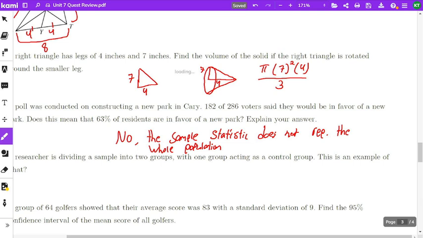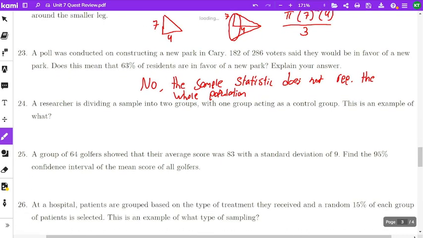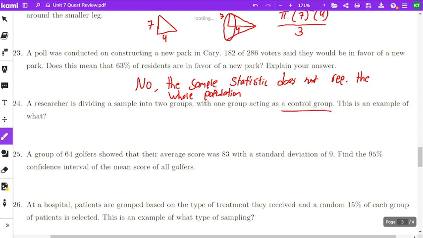Now, if they made a confidence interval and we said we are 95% confident that the interval of 54 to 68% of Cary residents are in favor of a new park, sure, that could potentially work. But because it's just taking our sample and saying our sample proportion is our statistic and that represents everybody, no, that's just a sample proportion. That doesn't represent everybody. The researchers divide the sample into 2 groups, one a control group. The control group is the key word here. That means this is going to be an experiment.